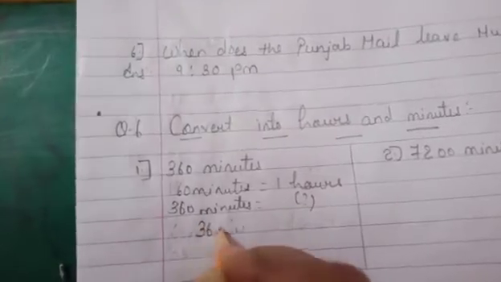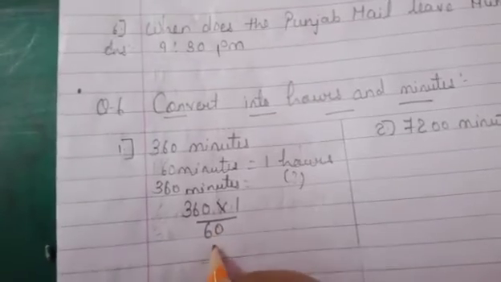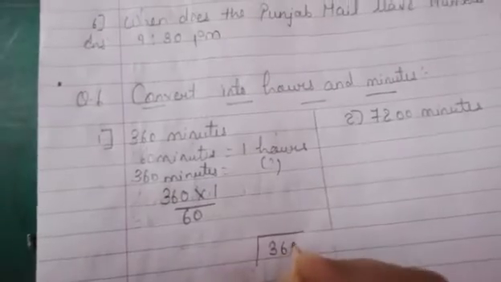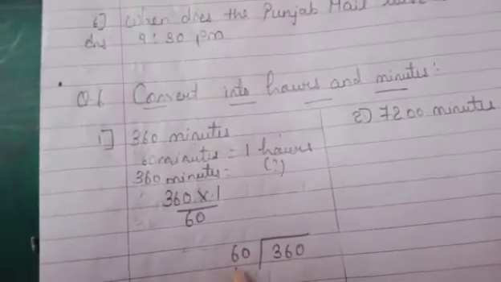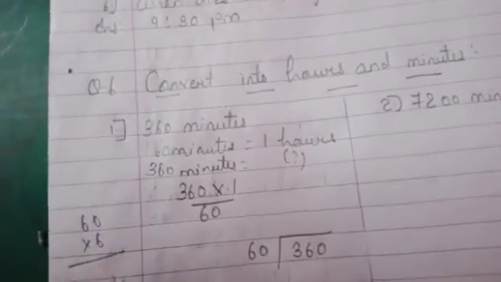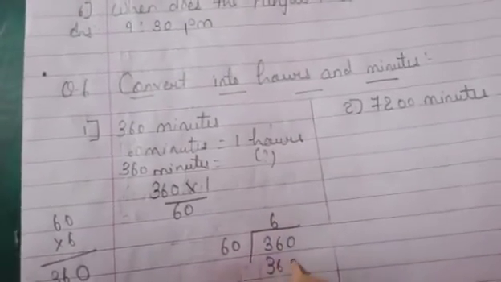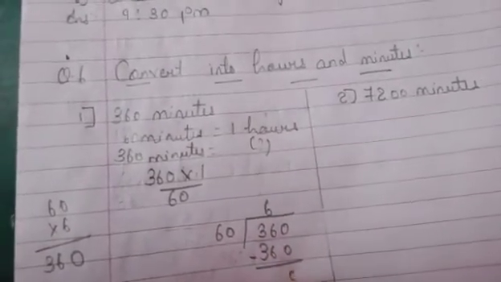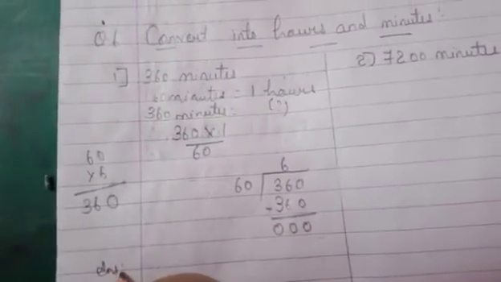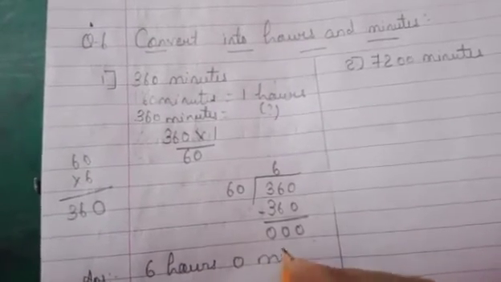So 360 multiplied by 1, and the 60 comes into the division. We have to divide 360 by 60. In the 60 table, 60 multiplied by 6: 6 zeros are 0, 6 sixes are 36. So 6 sixes are 360. Subtracting: 0 minus 0 is 0, 6 minus 6 is 0, 3 minus 3 is 0. So our answer is 6 hours and 0 minutes.